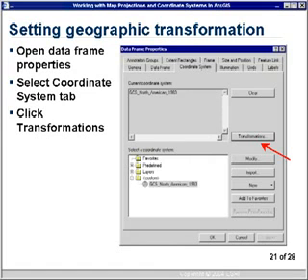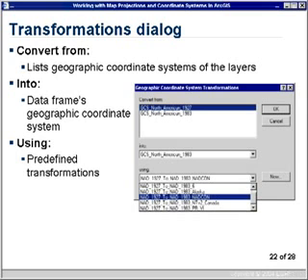So let's say we've gotten that message that we do need maybe to set a new transformation for our data. That is available on the Coordinate System tab in the Data Frame Properties, and on the right in the middle of that dialog is the Transformations button. So if you click that, you get this dialog. And there's basically three boxes. The top box lists any unique geographic coordinate systems for your data. In this case, we have two, North America 1927, which is the same as NAD 27, and North America 1983, which is the same as NAD 83.